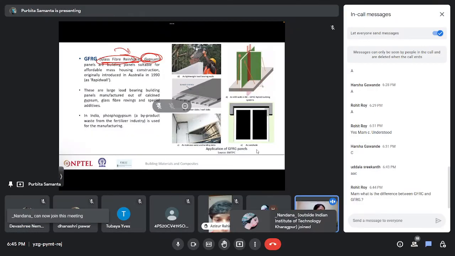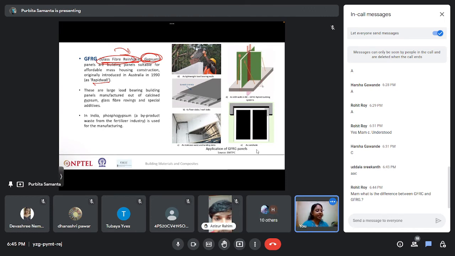This particular material is also known as rapid wall, and it was first introduced in Australia. It has the capacity of bearing the entire load of the building. That is what makes it so unique: it is lightweight, and at the same time it can withstand the load of the entire house.